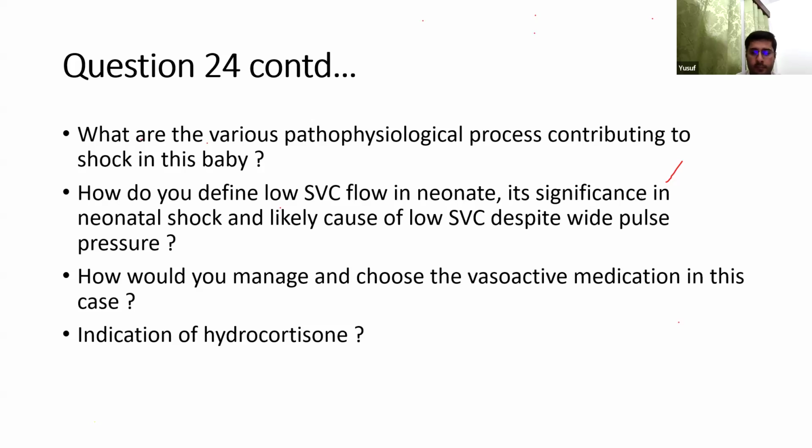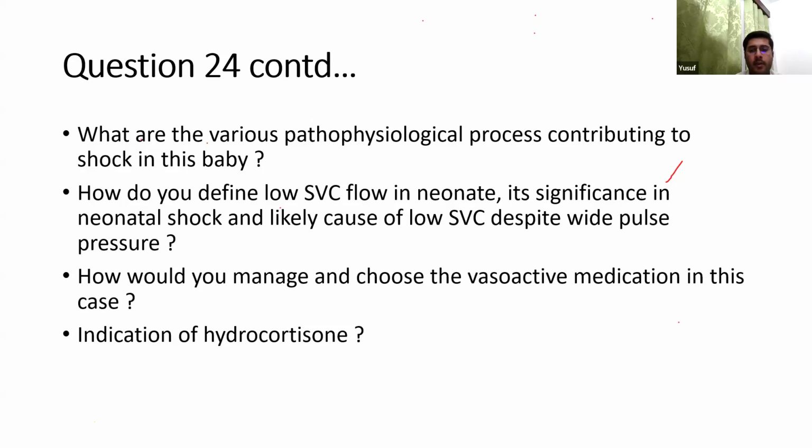Fine. So I mentioned in this echo that we started measuring SVC flow. Is there a relevance of SVC flow measurement when you are doing a focused echo for a neonate? And how do you define a low SVC flow? Why are we so focused on SVC flow? Yes, you define low SVC flow as less than 40 ml per kg per minute.